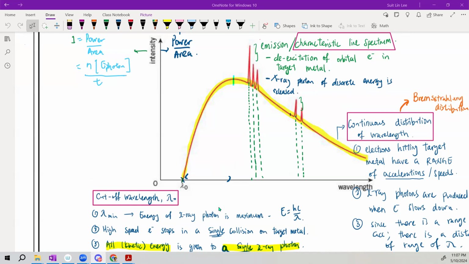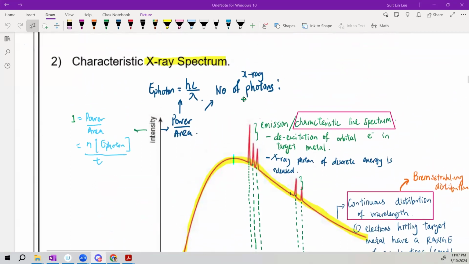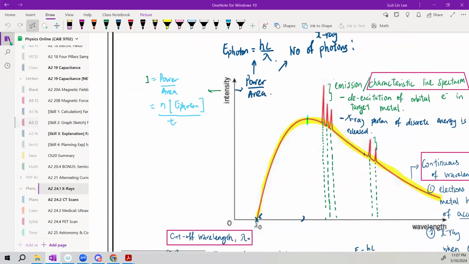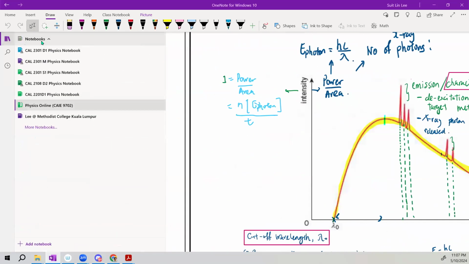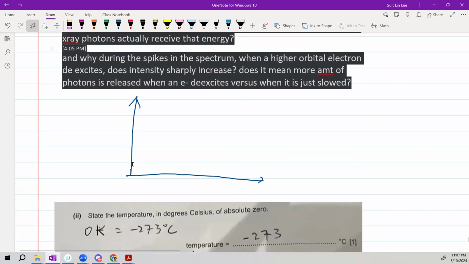Do you understand what is intensity? Intensity is linked to the number of X-ray photons. Okay? So, how should I explain this? Because I feel like your question means you totally don't understand what is going on.